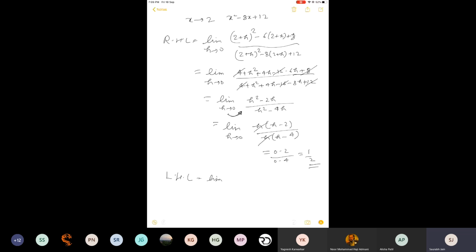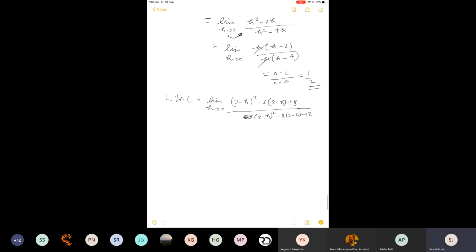Put a minus h everywhere. 2 minus h whole square minus 8 times 2 minus h plus 12. Now I'll be writing the steps directly, okay? After simplification I will write. So h square will remain and minus 4h plus 6h is 2h. Rest everything will be cancelled. In the denominator, h square minus 4h plus 8h, 4h will remain, rest everything will be cancelled.